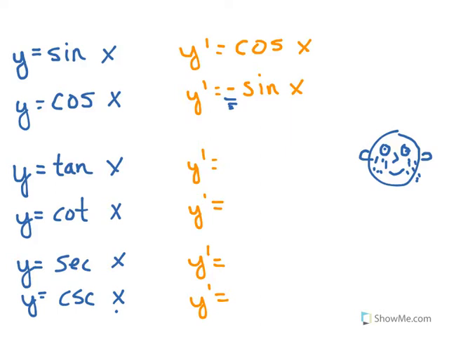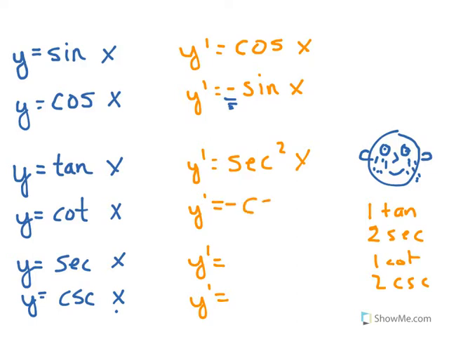So now we're taking a look at the derivative of tangent, and the other thing to remember is that there will always be 1 tan and 2 secants in any derivative we take, and with the cofunctions as well. So it'll be 1 cotangent, 2 cosecants. Remember that when we go to take them. Derivative of tangent is secant squared x. Derivative of cotangent is negative cosecant squared x.